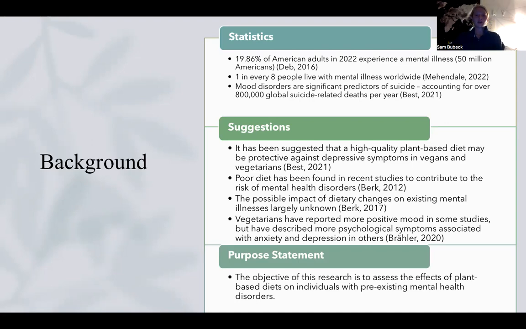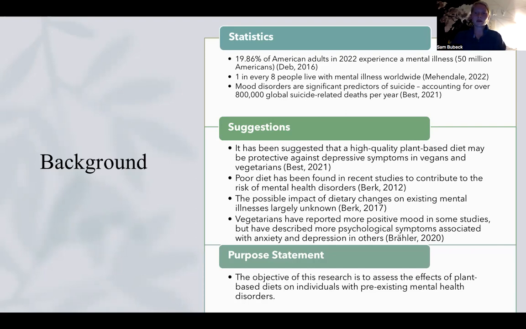So, some suggestions from previous research. It has been suggested that high quality plant based diet may be protective against depressive symptoms in vegans and vegetarians. So, that is something that we will be trying to prove either right or wrong. Do these high quality plant based diets actually contribute to protect us against depressive symptoms in both vegans and vegetarians?